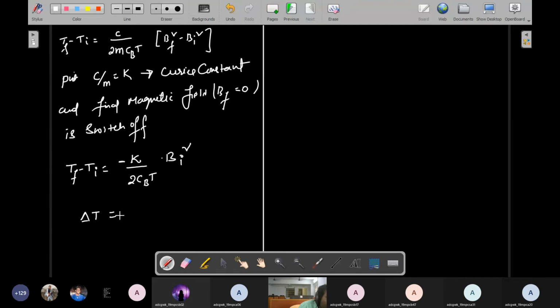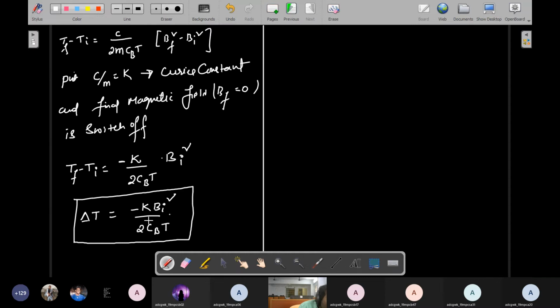So this changing temperature, delta T, is equal to minus K divided by 2CB into capital T is equal to Bi square. So this is your changing temperature of a paramagnetic salt in adiabatic demagnetization. Okay. Curie's constant. Actually, this is a Curie's constant. This value is always per unit mass. Per unit mass, we will consider like that.